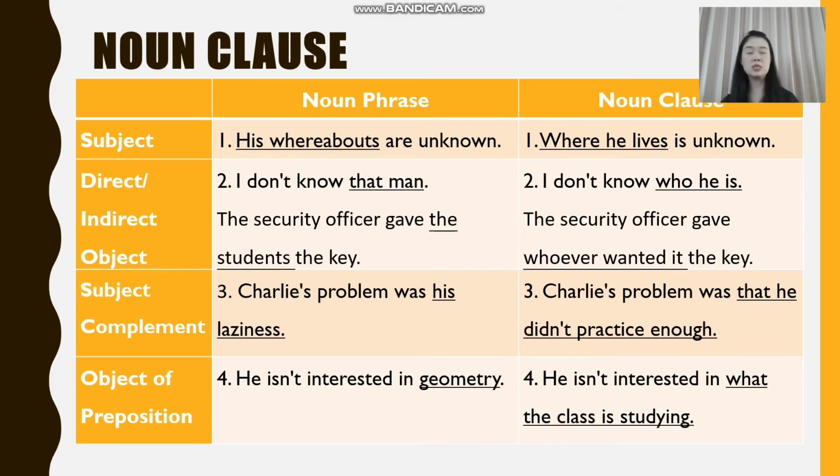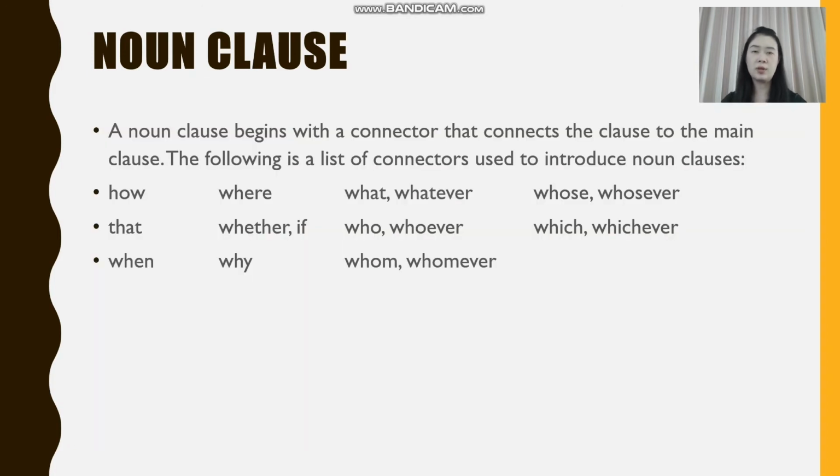Okay, so you can see that there are many functions that the noun clause can act as. I can say that noun, noun phrase, and even noun clause, all of them act with the same functions. Okay, and here are some connectors that are commonly found for the noun clause. What do we have here? We have words like how, that, when, where, whether, if, why, what, whatever, who, whomever, whose, whichever.